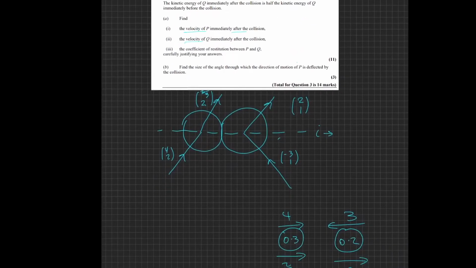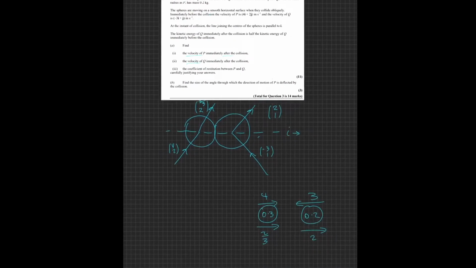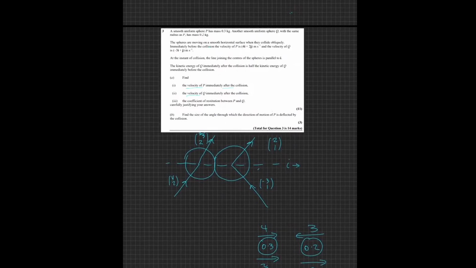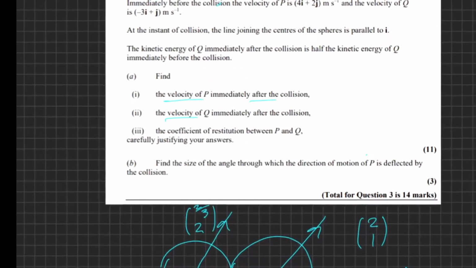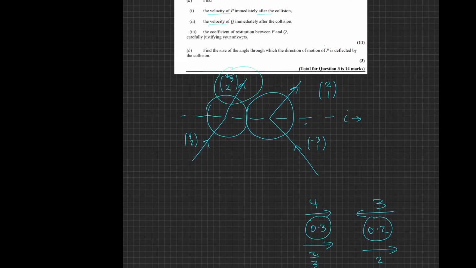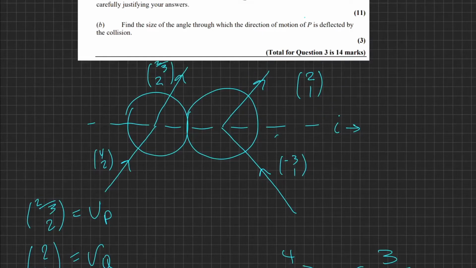Okay, so I've cleaned up my diagram a bit and got rid of all the working. So here's the key information, and now let's actually see what they're asking for in the question. So they want the velocity of P immediately after. Well, we've worked that out. That's this vector up here. So 2/3, 2, and that's the velocity of P after the collision. And the velocity of Q after the collision, in very much the same way, is just 2, 1, which is VQ, and that is this velocity over here.